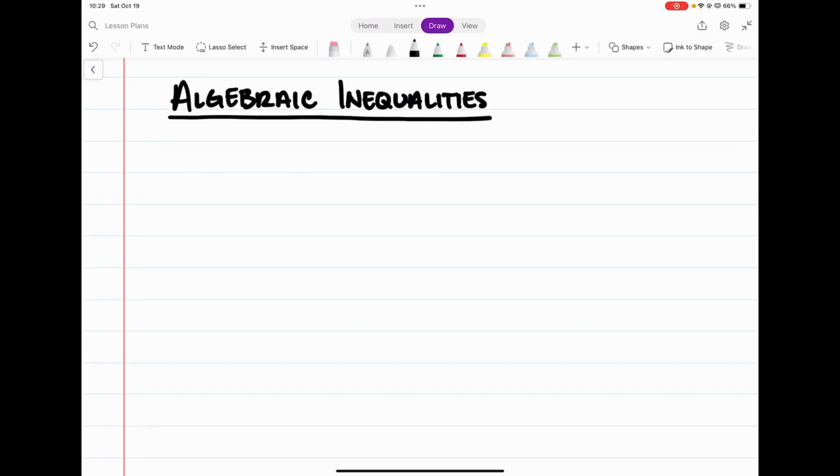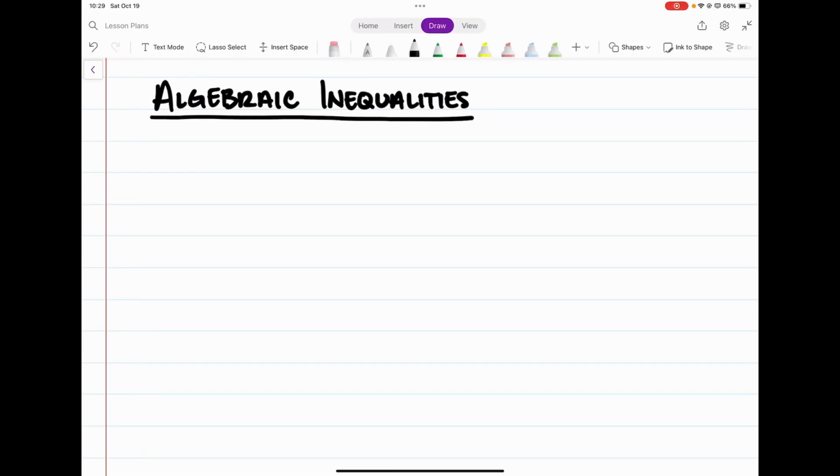Hello students, next on the line we have algebraic inequalities. We've taken some time to learn about equations, so let's remember that an equation is when you have an equal sign between two numbers. Now, if you take a look at the word inequality, it's saying not equal, right? And so what does this mean for us?